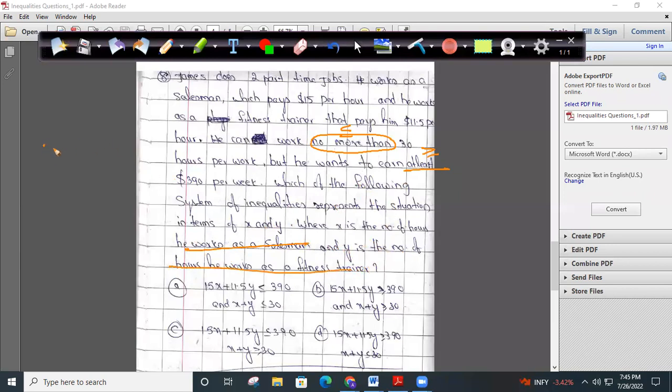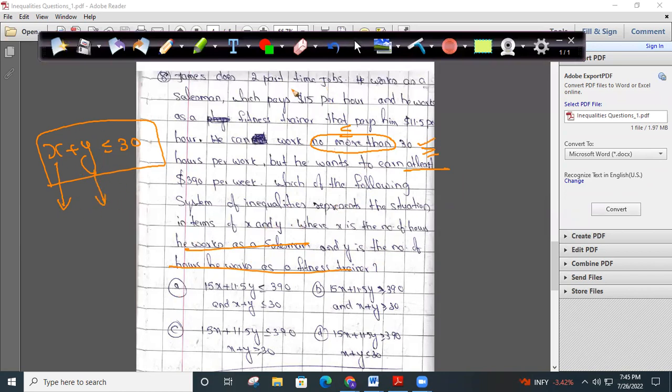So x plus y, no more than, x plus y is less than or equal to 30. Because I cannot work more than 30 hours. x is the number of hours I am working as a salesman. y is the number of hours I am working as a fitness trainer.